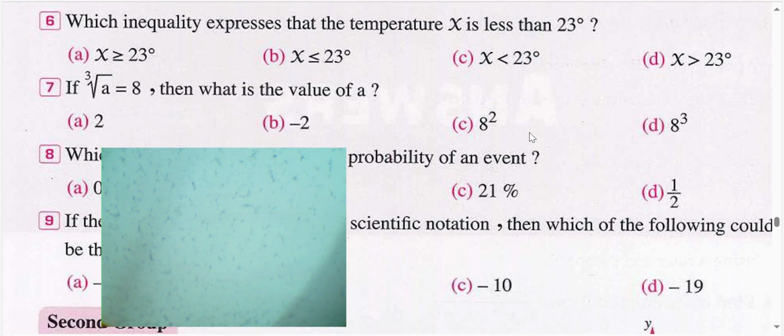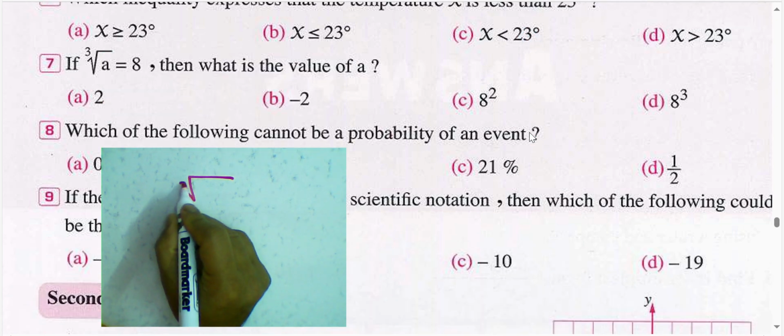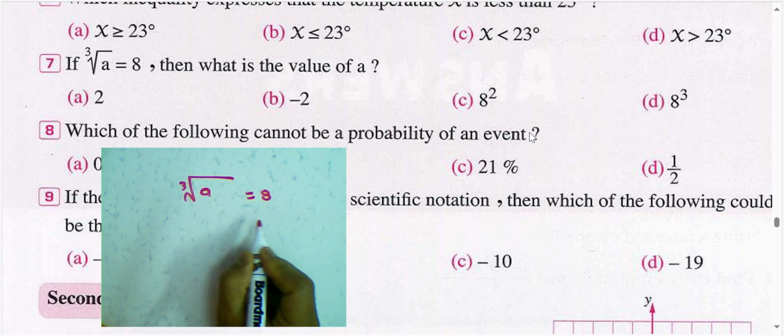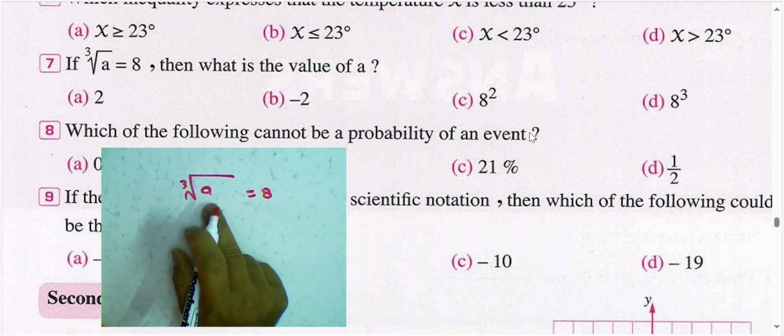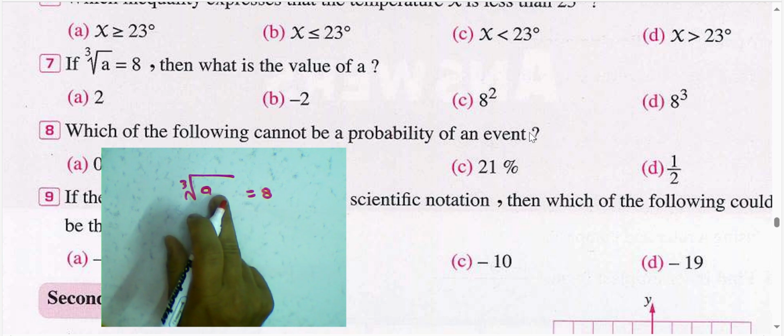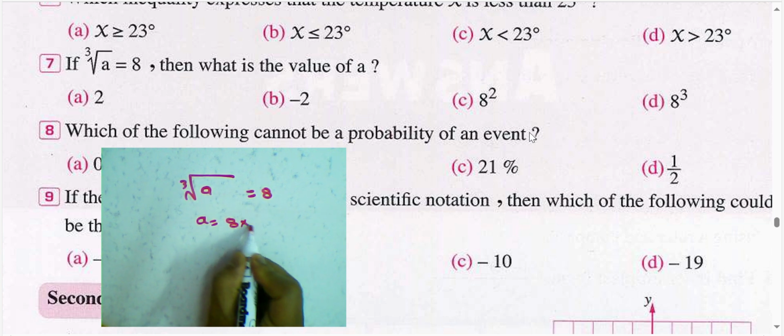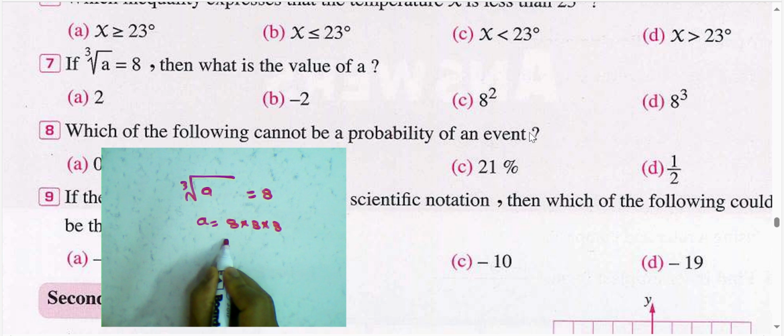Next question. If the cubic root of a equals 8, what is the value of a? Here a will be 8 times 8 times 8. A equals 8 product by 8 product by 8. Then the cubic root of a power 3 equals what? 8 power 3 equals 8. Then the value of a equals 8 power 3.